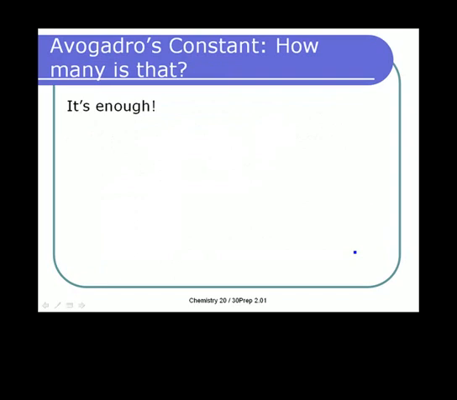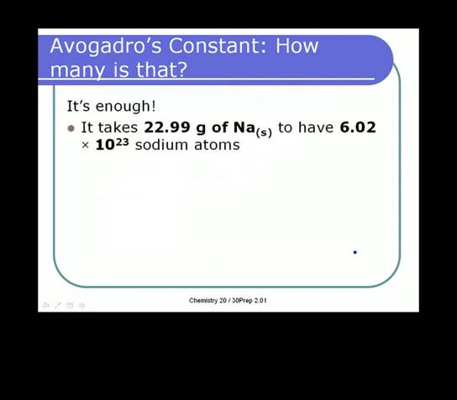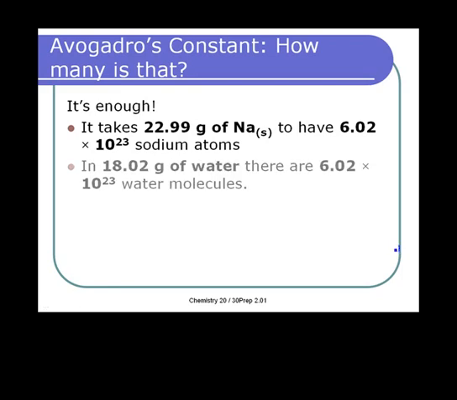So just to give you an idea about how many that is, in terms of chemistry, it would take 22.99 grams of sodium to have the 6.02 times 10 to the 23rd sodium atoms. The 6.02 is called Avogadro's number, or Avogadro's constant. It would be 18.02 grams of water for 6.02 times 10 to the 23rd water molecules. So that means that a water molecule actually weighs less than a sodium atom. A sodium atom must weigh a little bit more because 6.02 times 10 to the 23rd of them weighs a little more than 6.02 times 10 to the 23rd water molecules.